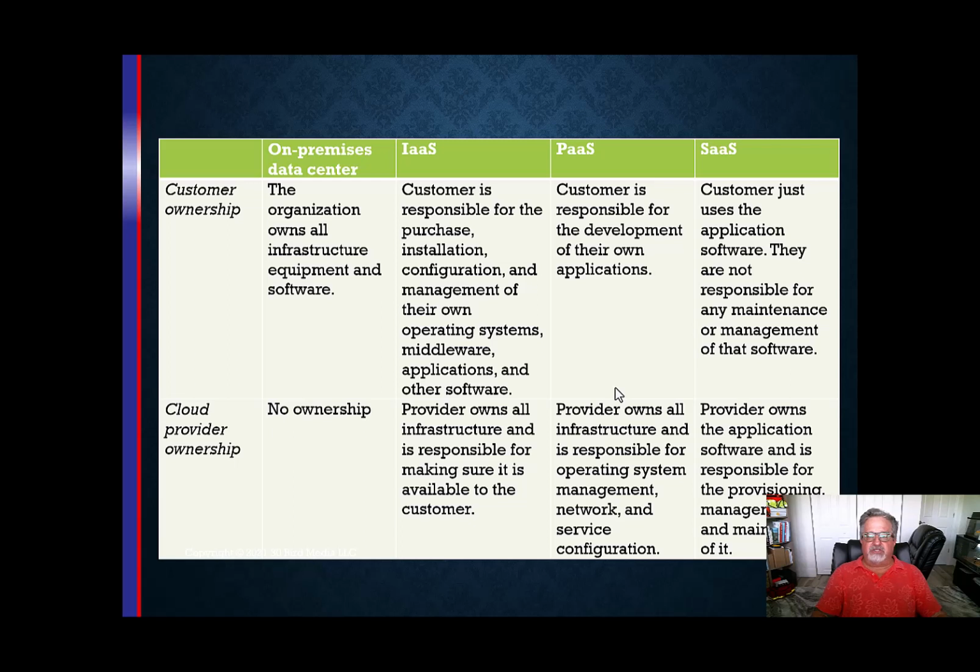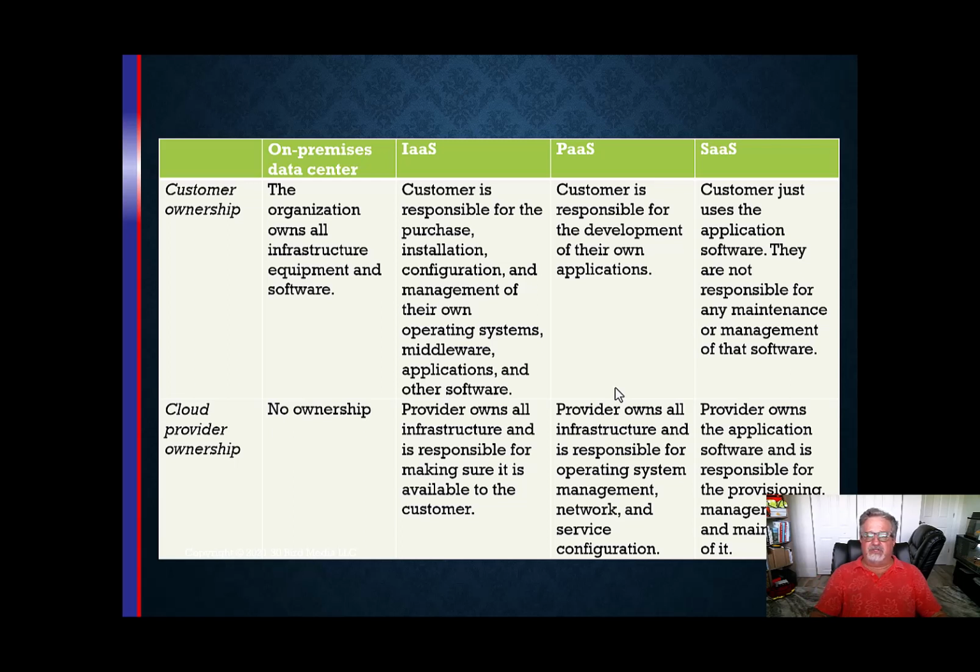With platform as a service, the customer is responsible for only one thing: developing your applications. That's it. You're not even responsible for the virtual machines, the operating systems, the middleware, the applications running on those virtual machines, any other software. No, you're not responsible for any of that, and you don't pay for any of that. The only thing you do is develop your apps.